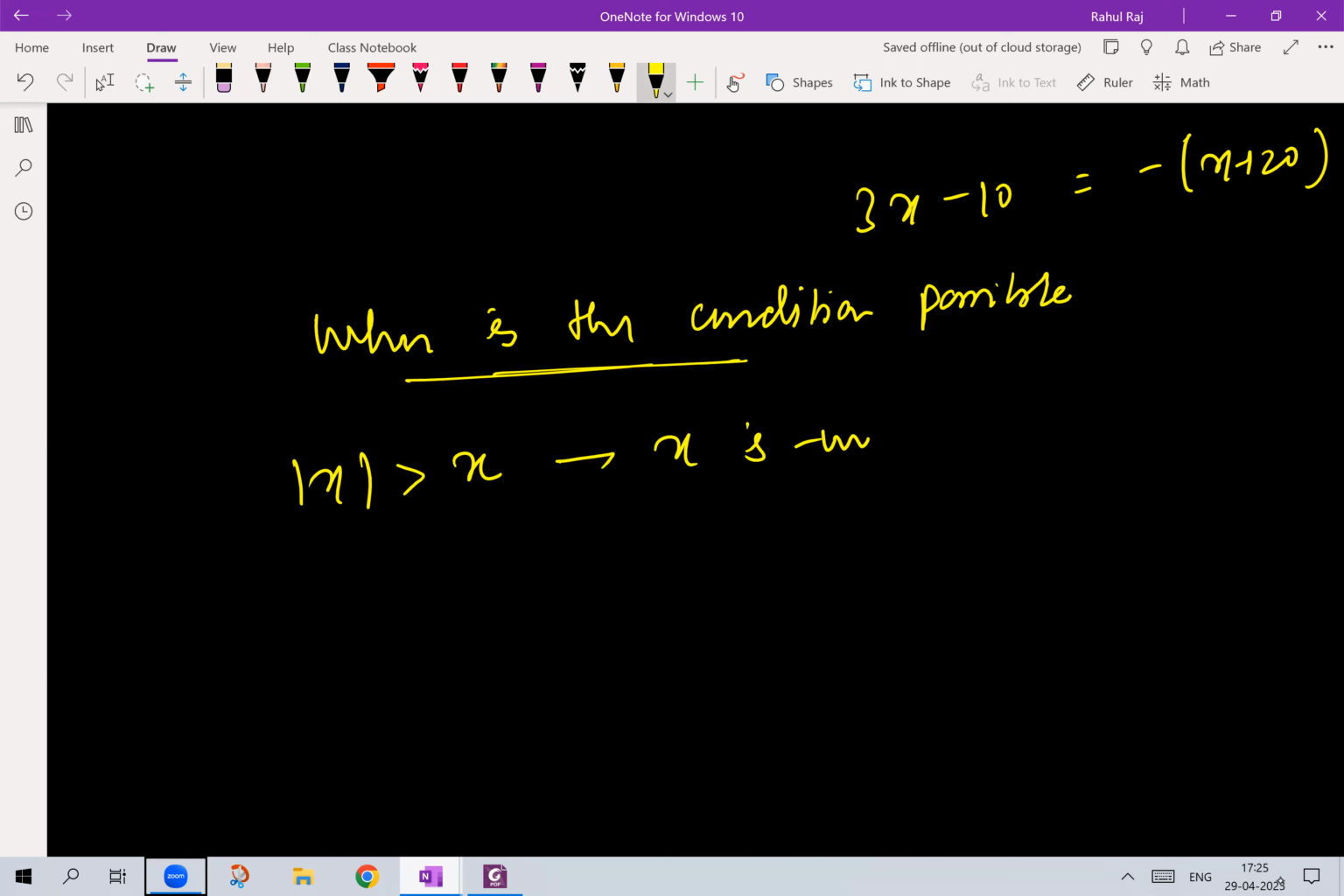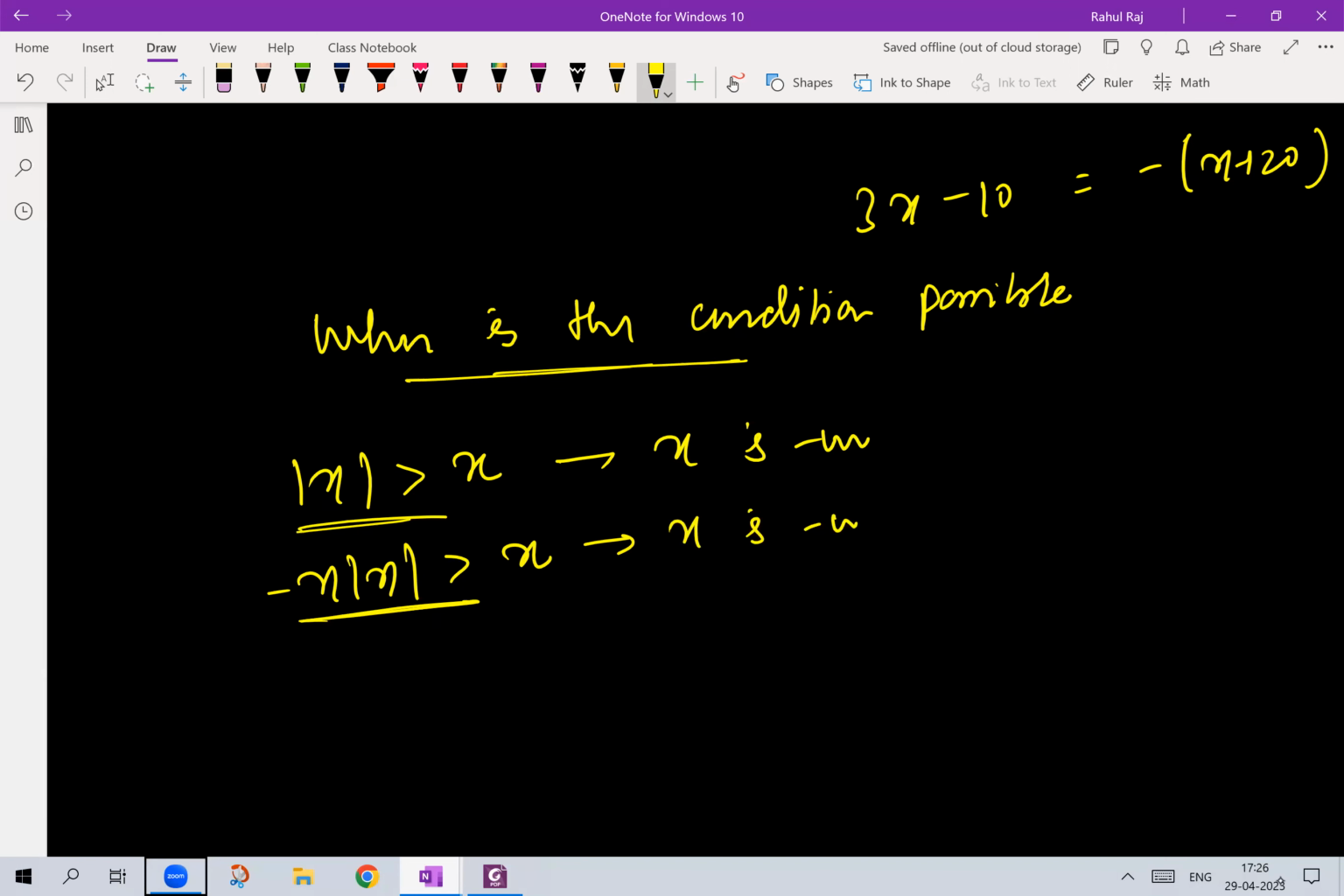Imagine if I say minus x mod x greater than x. What do you mean by this? Think about it. X is negative. Absolutely. You have to do nothing. You just have to think, when are these conditions possible? Put some positive or negative values of x and see whether this expression holds true or not.